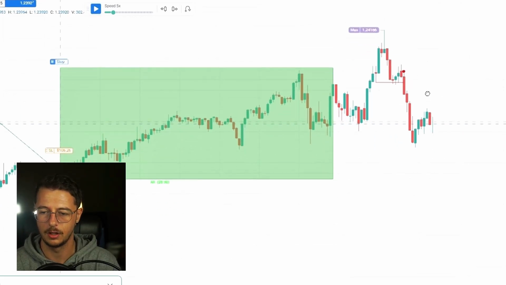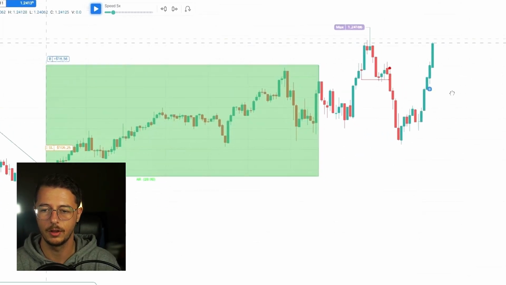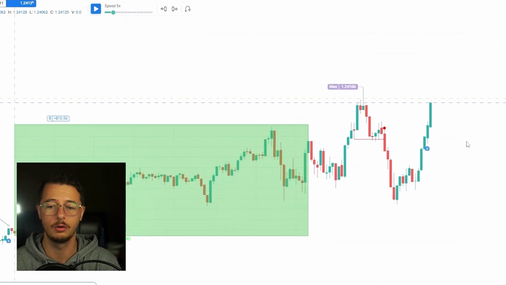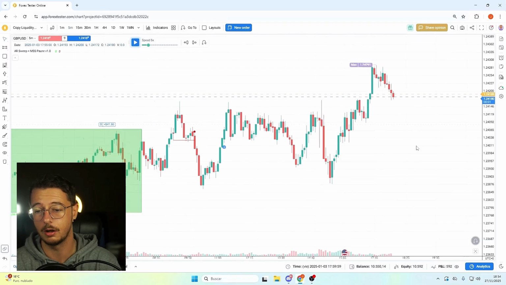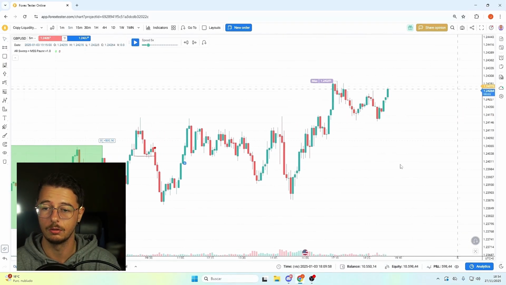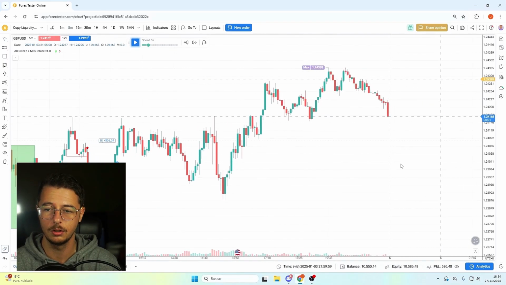So let's see if we break through. There we go, broke through nicely. So now we only need to wait for the price to continue to one of the sides. Hopefully it will go in our favor, and wait for the rollover. So in this case, we're coming to the rollover, and there we go.